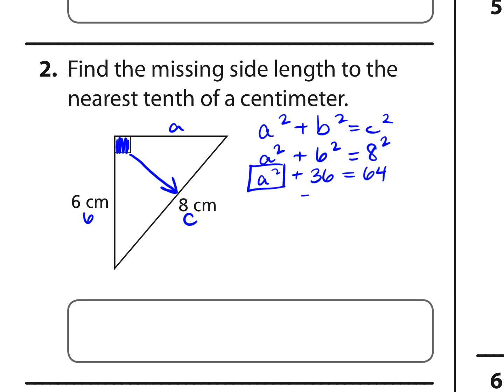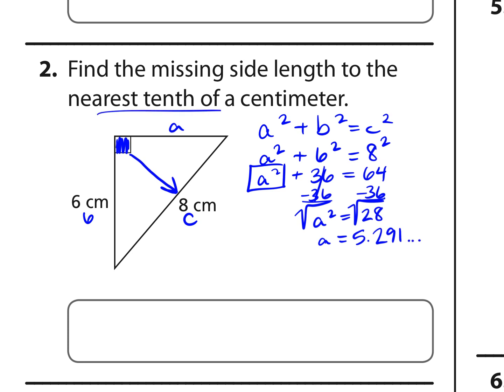Then we want to get a squared by itself, so we'll subtract 36 from both sides. And the result is a squared is equal to 28. And then square root both sides. And a comes out to 5.291... But to the nearest tenth of a centimeter, we think, okay, the tenths is the digit after the decimal. That 9 will make it round up. So 5.3 centimeters when we round.